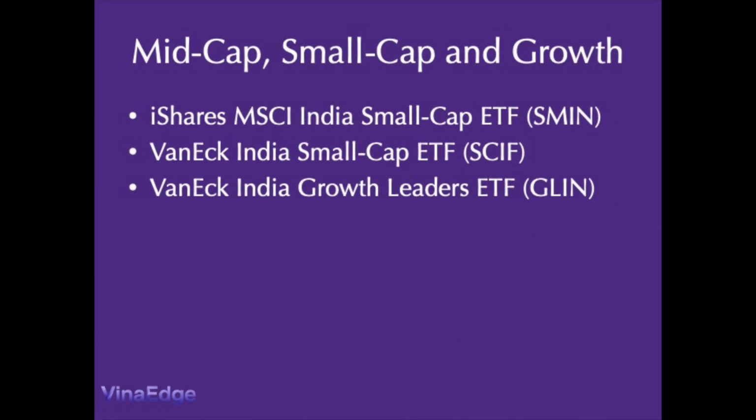Next, we'll cover small cap and growth tilt ETFs. First is the iShares MSCI India Small Cap ETF, ticker SMIN, with about 937 million in assets under management and a 0.75% expense ratio. The fund tracks Indian small cap stocks, which tend to be more volatile, but it gives you targeted exposure to sectors like industrials and financials, offering a way to invest in smaller domestically focused companies with higher growth potential.